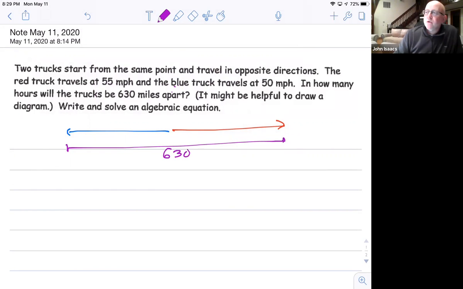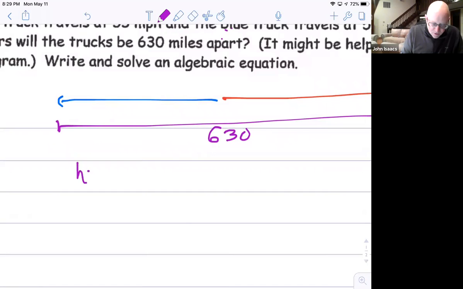Write and solve an algebraic equation. So, in how many hours will the trucks be 630 miles apart? The question, I want you to be very careful about this. The question, in a word problem, tells you what the variable needs to be. What is the unknown? The unknown is how many hours, right? So you might want to say something like H equals number of hours the trucks traveled, because they both travel at the same time, right? Define your variable well. We talked about that already this class.